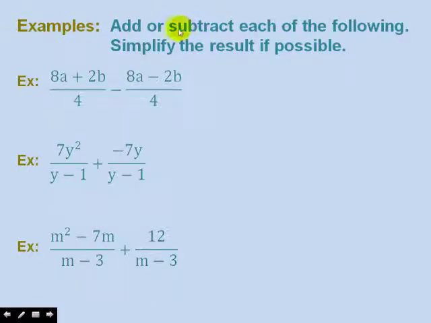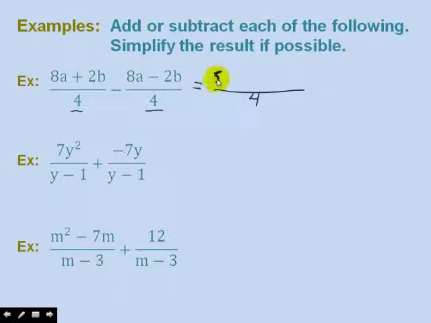Let's do some more examples. We're just going to add or subtract each of these, and then we'll simplify the result if we can. So the first thing to do is to check and make sure that the denominators are the same. We have a 4 in both places here. That means our new denominator will be just the same as those two. So we know our denominator will be a 4.